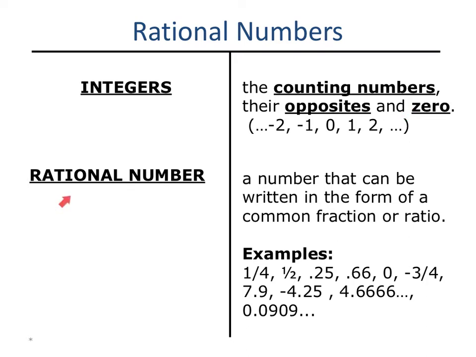The largest category are rational numbers. A rational number is a number that can be written in the form of a common fraction or ratio. It also can be written on the number line. So we have 1/4 for an example, 1/2, decimals, 0, -3/4, even repeating decimals. These are all numbers that can be written in the form of a fraction, and if they're in the form of a fraction, we can find them on the number line.